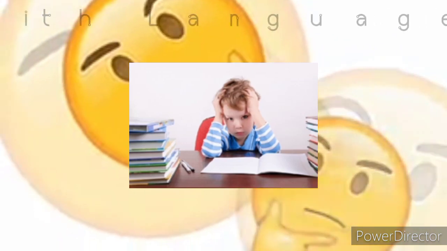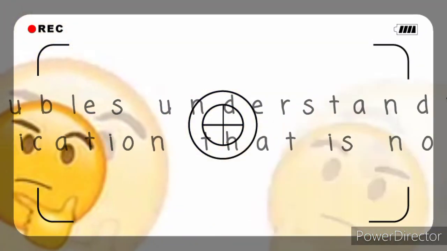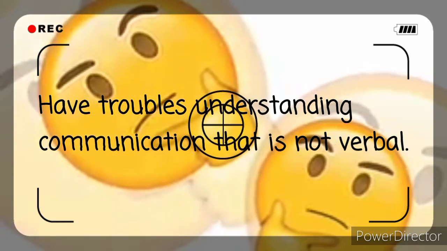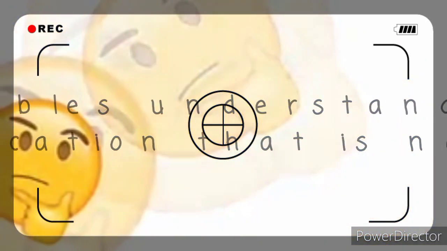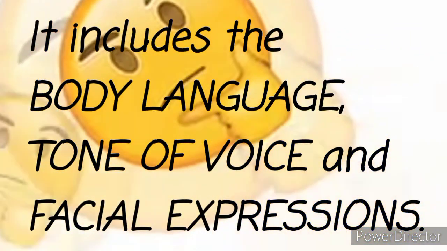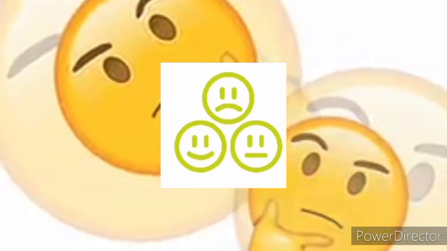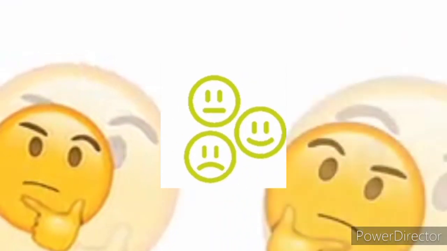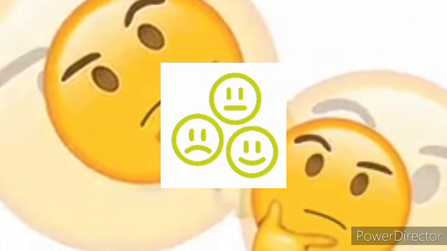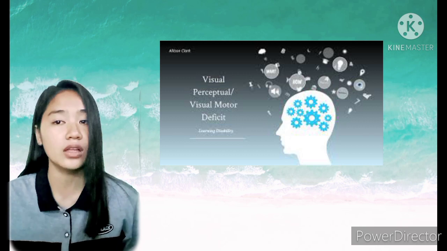Unlike kids with language-based learning disabilities like dyslexia, kids with nonverbal learning disability have trouble understanding communication that is not verbal. It includes body language, tone of voice, and facial expression. So they cannot tell if you are sad, happy, or curious. The last one is visual perceptual or visual motor deficit.